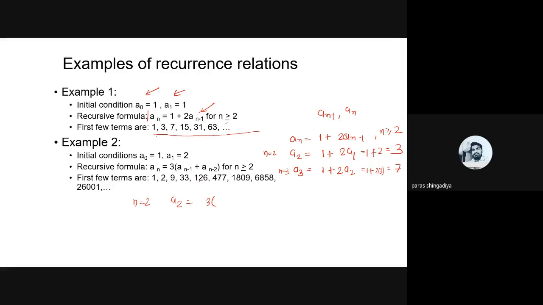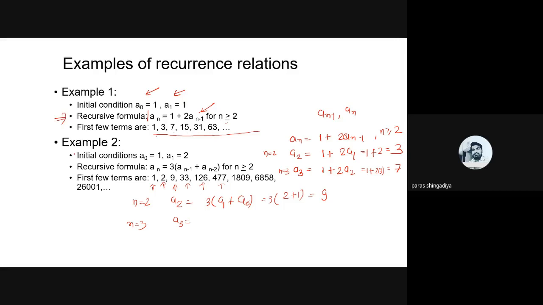a2 is equal to 3 times a(2 minus 1), which becomes a1, plus a(2 minus 2), which becomes a0. So replace a0 and a1: that is 3 times 1 plus 2, that is 3, and 3 into 3 will be 9. a0 is 1, that is given, and a1 is 2, that is given. Now a2 you will get 9, and then we'll predict the a3 answer for n equal to 3. So we can find 33, then after that 126, 477, and so on.